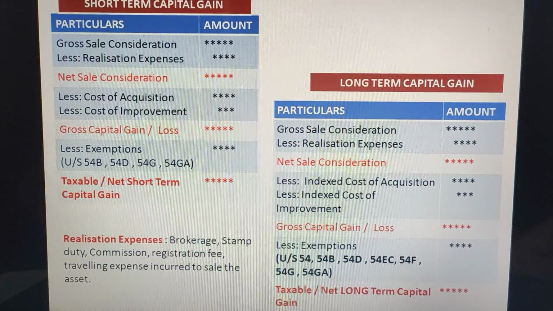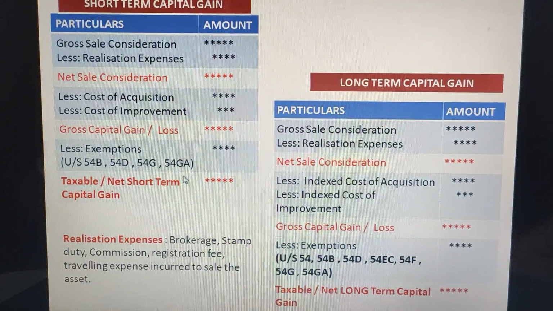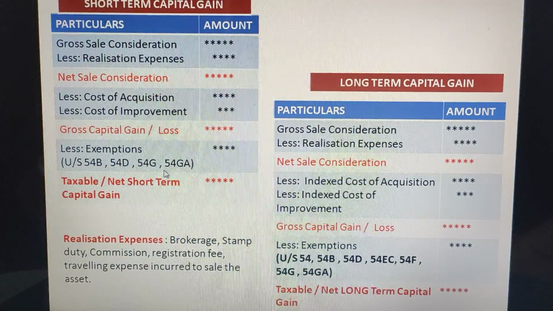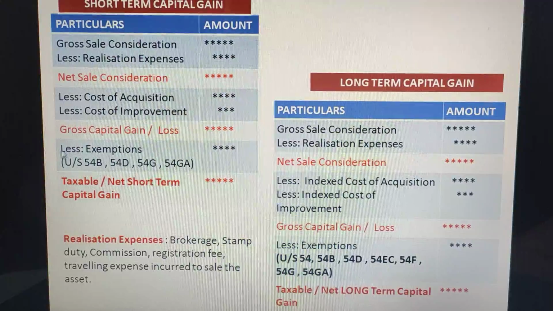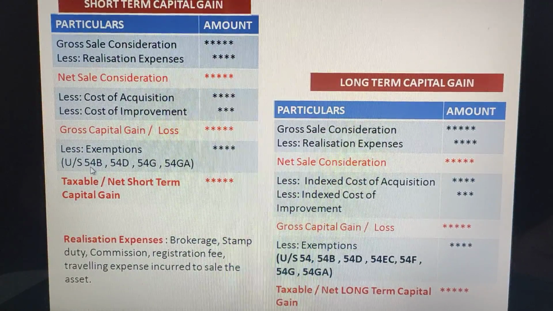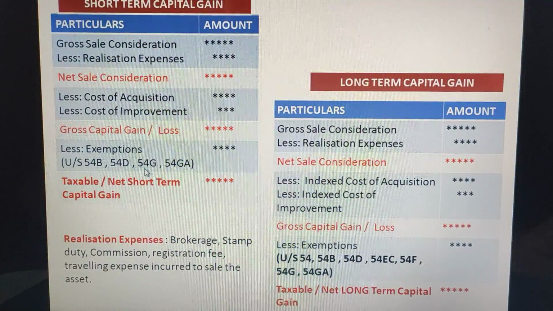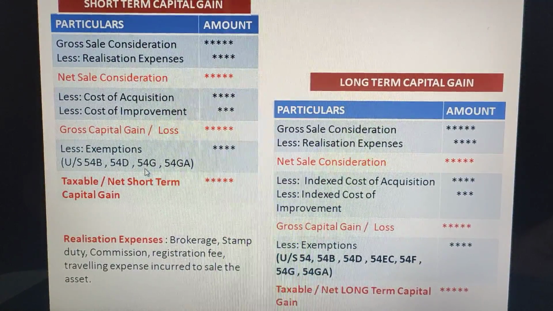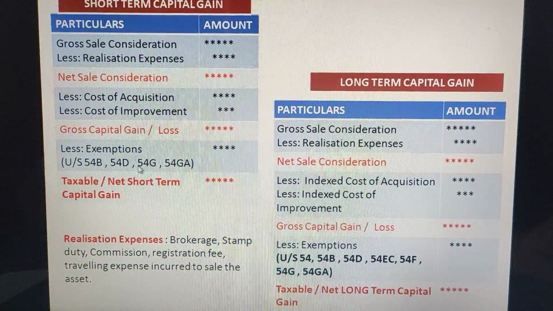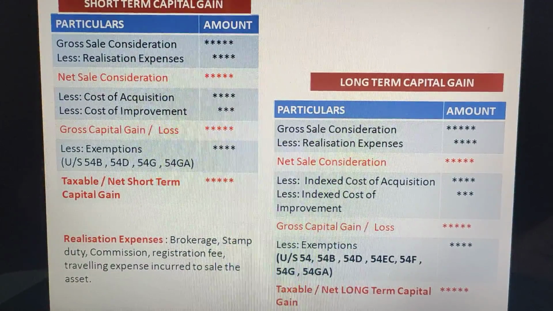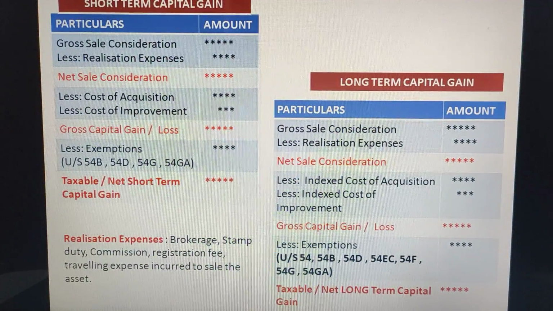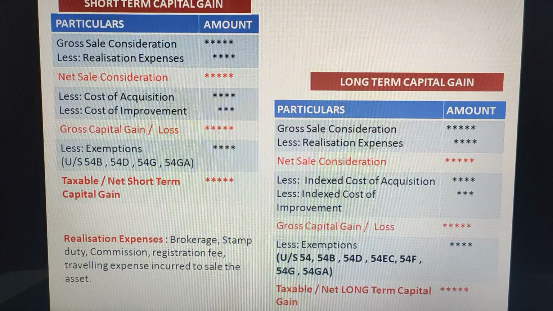With this, there are a few exemptions. If you do a few activities under these sections, 54B, 54D, 54G, 54GA, we will discuss this. It is not so complicated, don't worry. If you do any activity as per these sections, anything you have invested or purchased with that sale amount, in that case you can claim the exemption up to a certain amount, which is prescribed for each section differently. Once you minus this from gross capital gain, you will get the final answer of taxable capital gain.